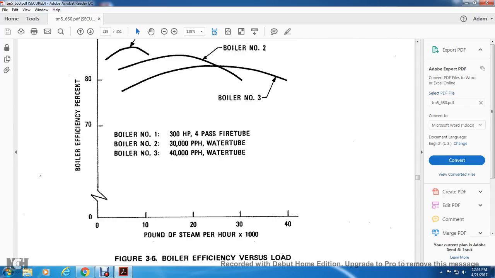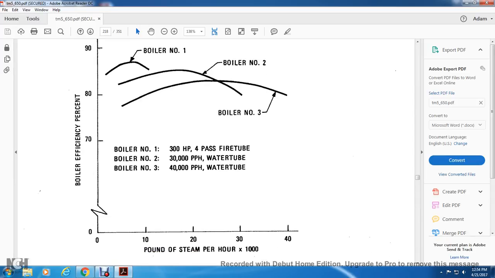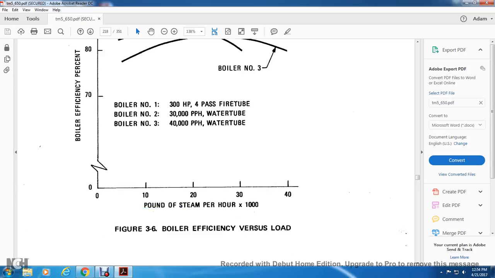Figure 3.6 shows the boiler efficiency versus the load. Boiler efficiency is in percent, from 0 to 90, and the load is in pounds of steam per hour times 1,000. Boiler number 1 is a 300 horsepower, 4-pass fire tube. Boiler number 2 is a 30,000 pph water tube. Number 3 is a 40,000 pph water tube.